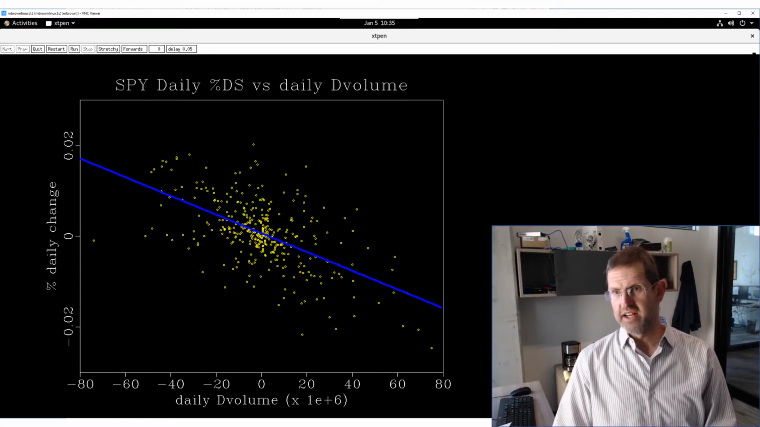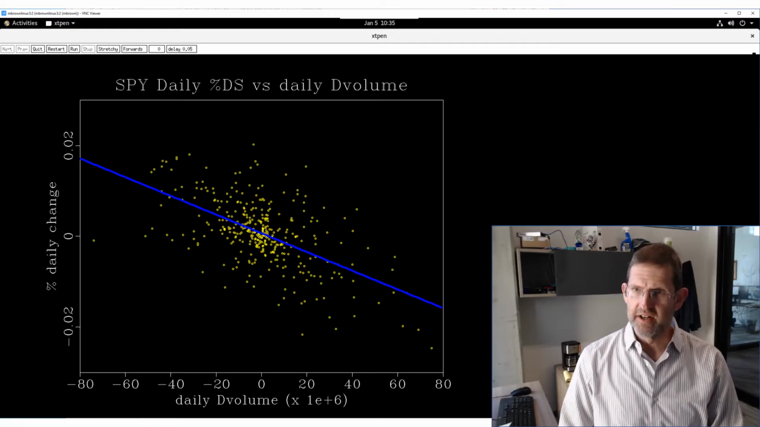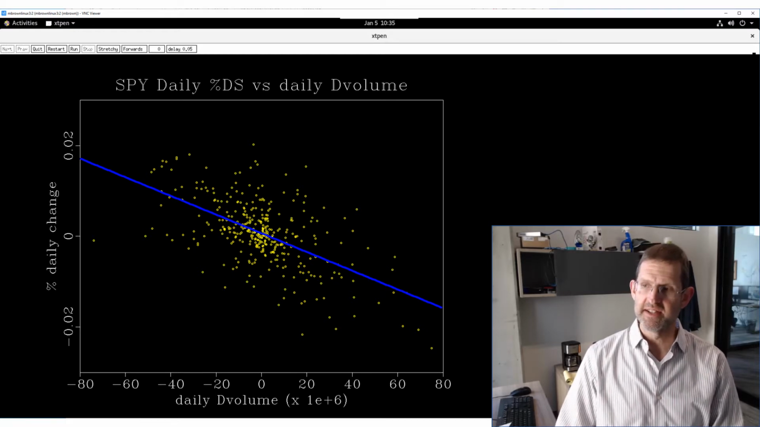So instead of plotting volume against the daily returns, let's plot the daily change in volume, or D-volume, versus the daily returns. Now we have a strong trend. So specifically, when the change in daily volume is positive, the stock typically falls. When D-volume is negative, the stock price typically rises. And the quality of the curve fit is obviously much better than the previous.